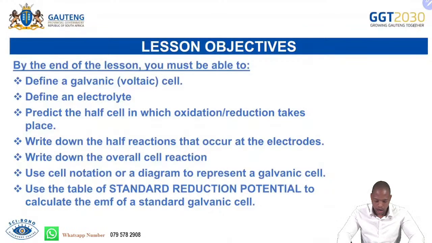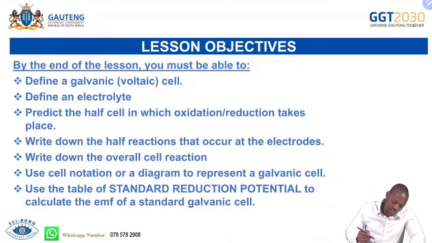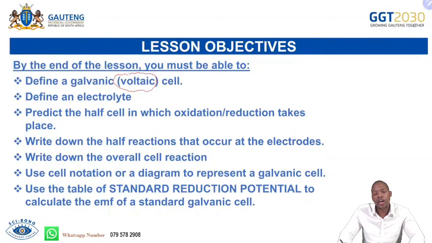Our objectives for the lesson are that by the end of the lesson, you are able to define a galvanic or voltaic cell. Very important in Grade 12: this cell can be called galvanic, and it can also be called voltaic. Sometimes the examiner will use the word voltaic instead of galvanic, so you must be familiar with both terms and not panic when you see voltaic. It's the same as galvanic.